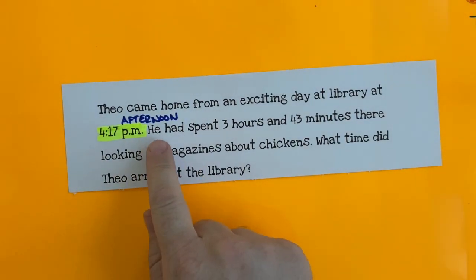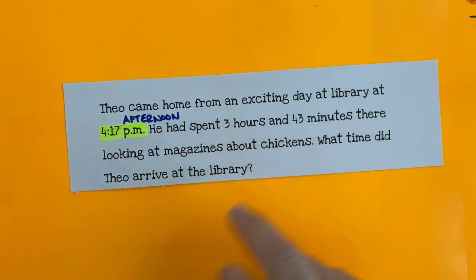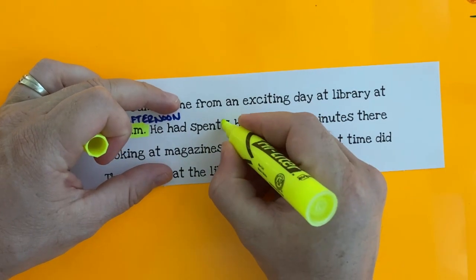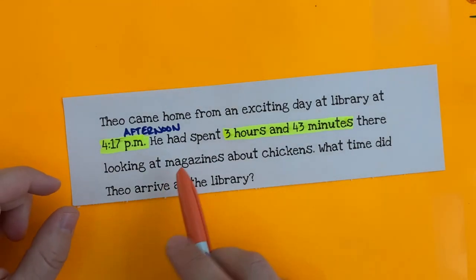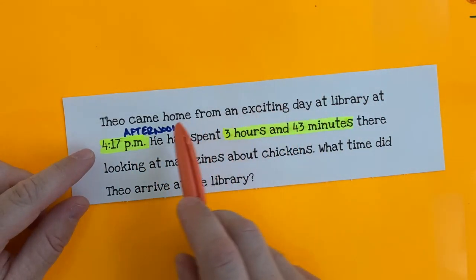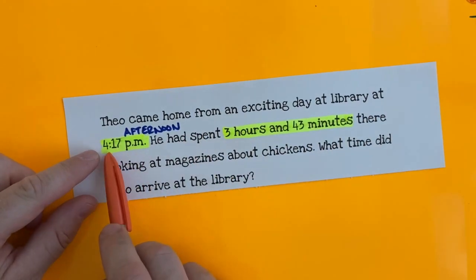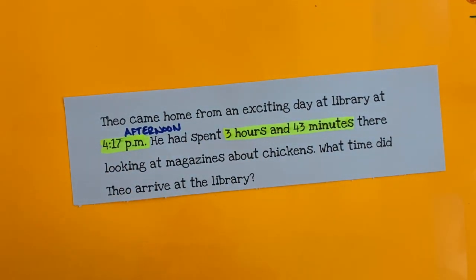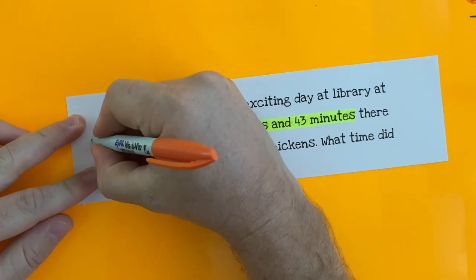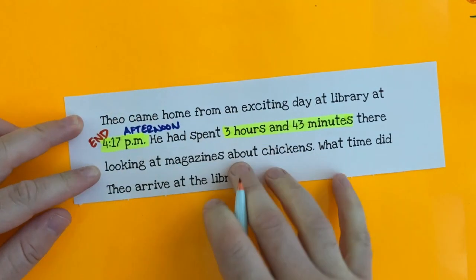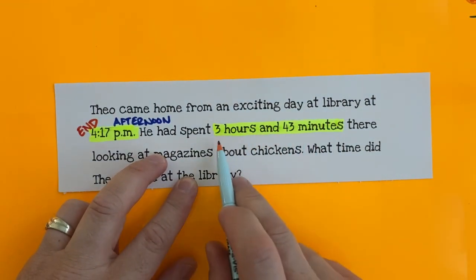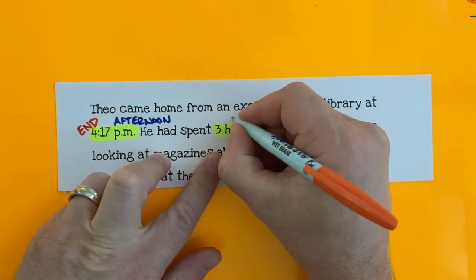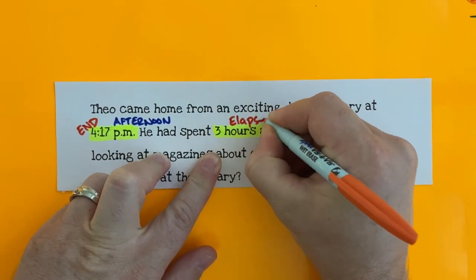Next piece of important information I see is he had spent 3 hours and 43 minutes there. So let's highlight that. A couple of things that I recognize: it said that he came home from the library at 4:17 p.m. So that tells us that this is our end time. And anytime you see time written out like this, 3 hours and 43 minutes, that is your elapsed time.